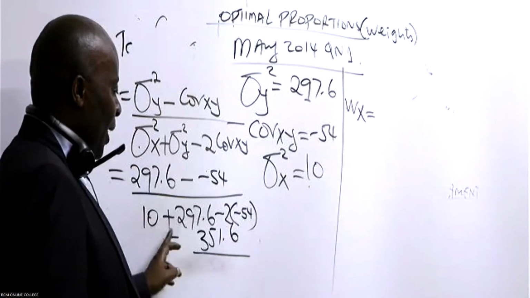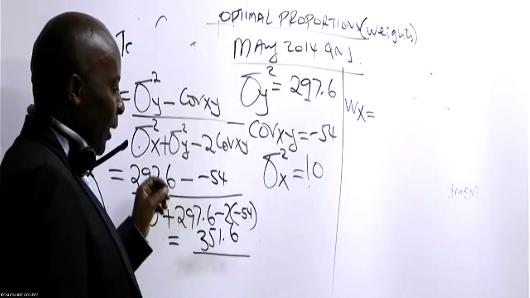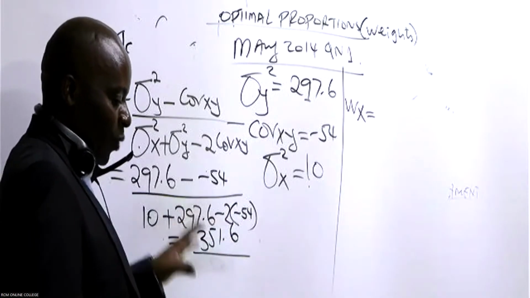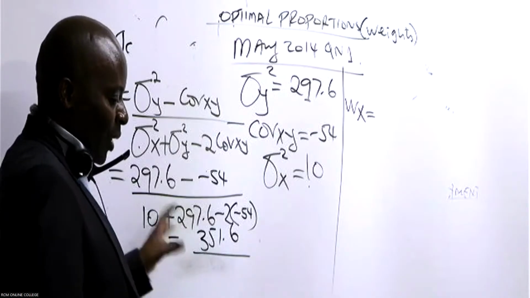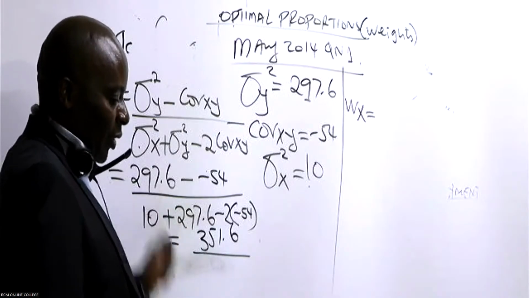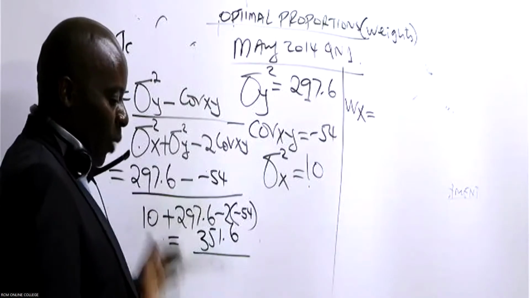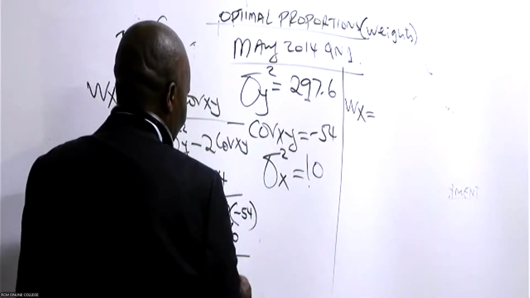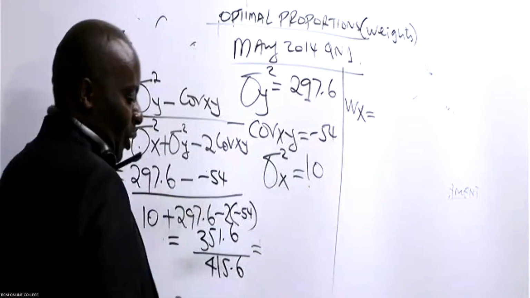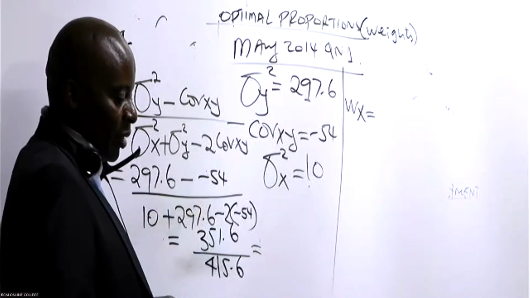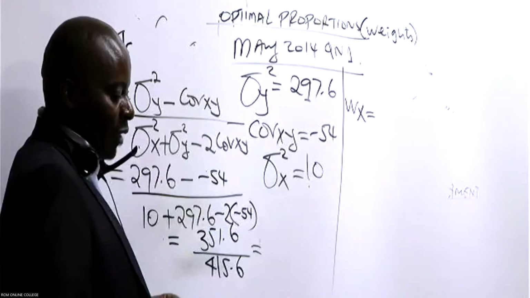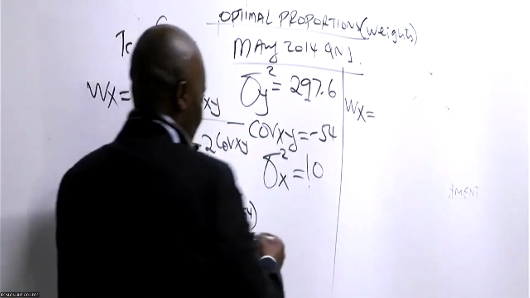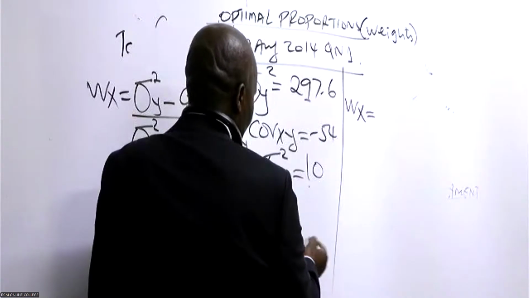Denominator, it will be 10 plus 297.6 minus 2 times, because brackets means times, open brackets, minus 54. So you give me the denominator slowly. Denominator will end up giving us what answer? So according to Marion, she's getting 415 point what here, somebody? 0.6 like that. So are you able to give us this answer, 351.6 divided by 415.6? That gives us what figure? 0.846. Thank you so much.